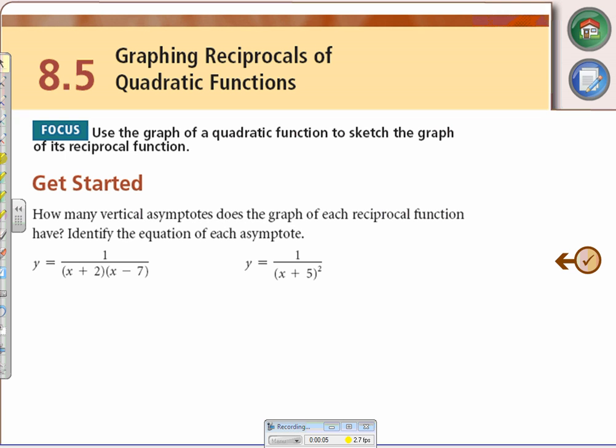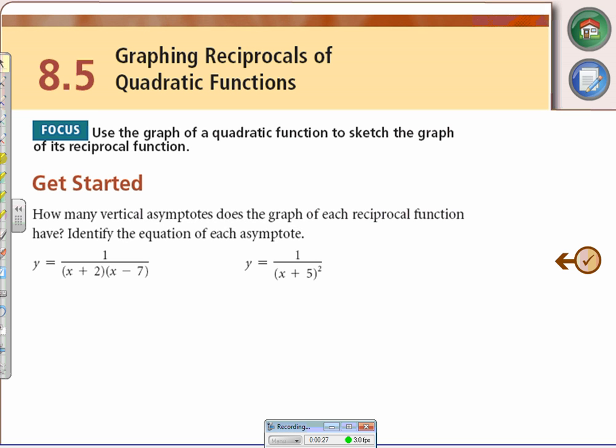8.5, graphing reciprocals of quadratic functions now. So, using the information from 8.4, the math lab, we're now going to apply that. We're going to take it a little bit further. But we're going to use a lot of the same strategies that we did in 8.3.